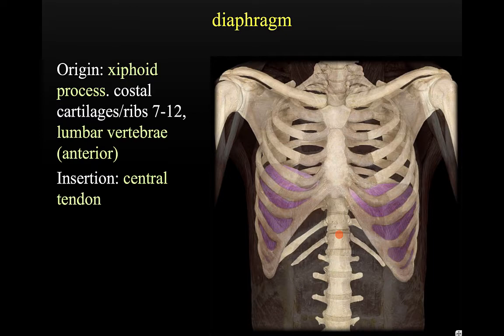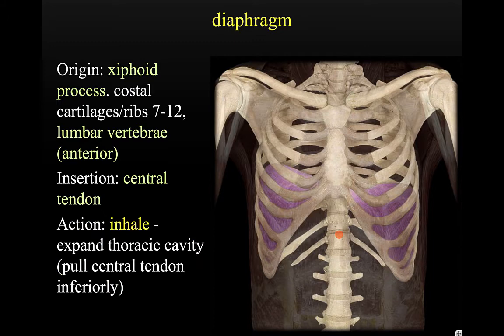So it's kind of like it's attached all around the outside, and it's going to pull against the very middle of it. So if we were to look at the middle of the diaphragm, it would mostly be this white tendinous material. And the action of this is to pull that central tendon inferiorly. You can see that the diaphragm here is shaped kind of like a dome. It's high in the middle, low on the sides.